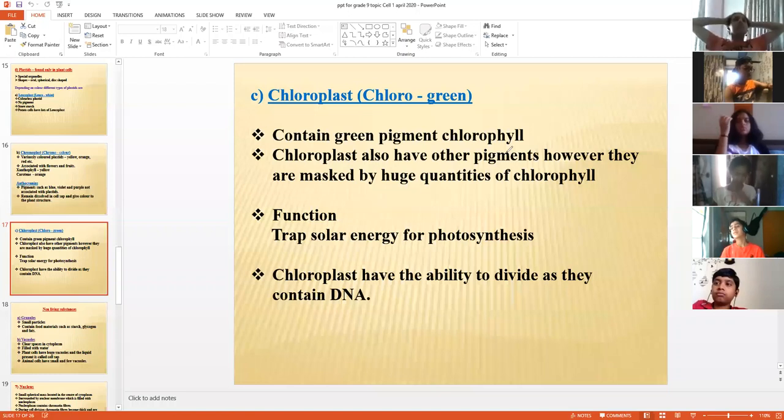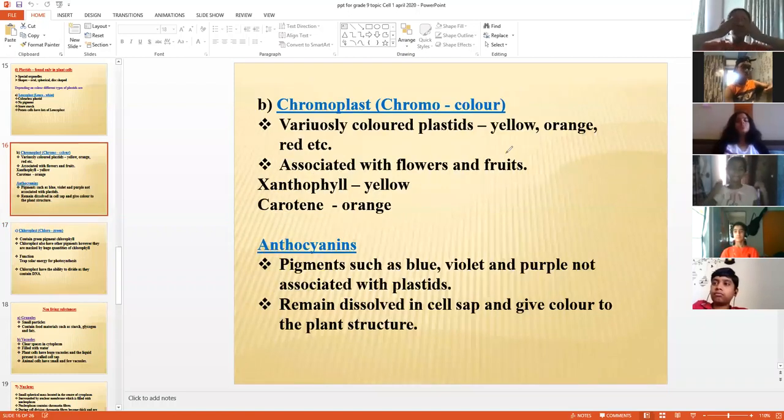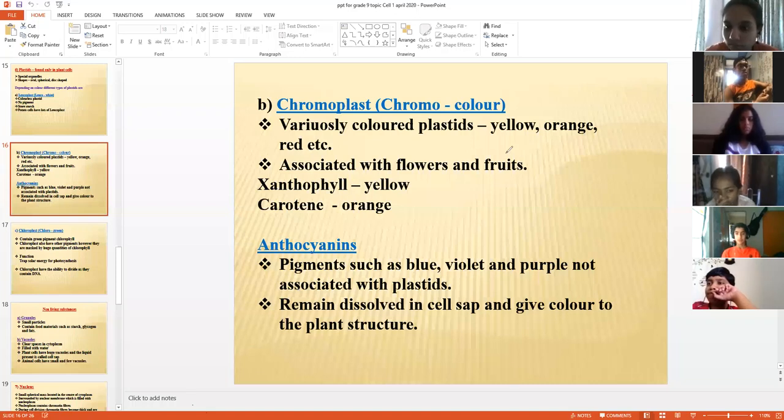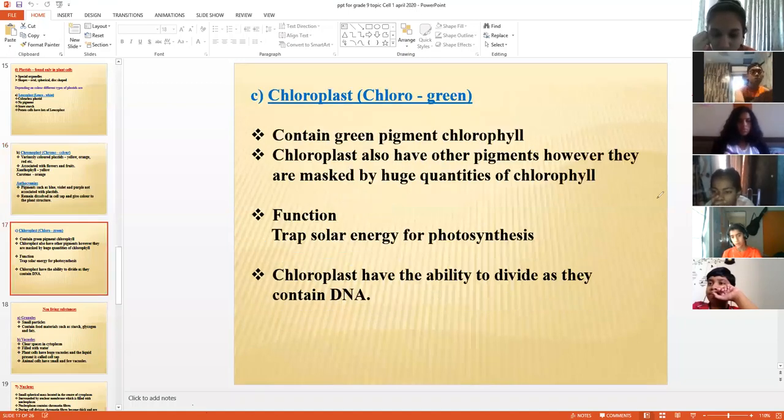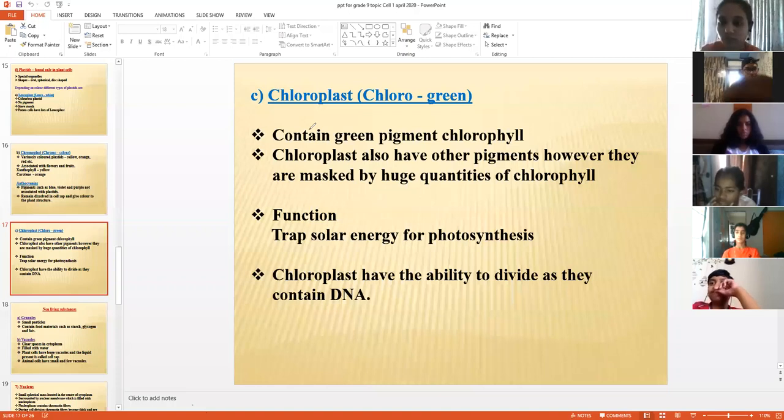Am I clear? Chloroplast gives color to which part of the plant? Suppose your sunflower is yellow in color, right? But is the stem also yellow in color? No. Green in color, right? So this chromoplast will give color to the flowers. It will give color to the fruit. It is associated with flowers and with fruits. Similarly, a chloroplast is associated with leaves. Leaves are green in color.